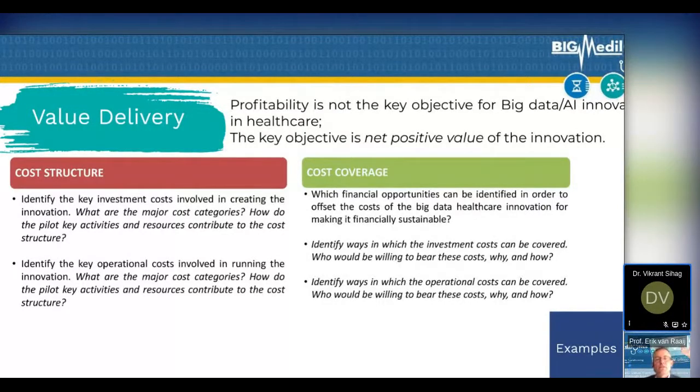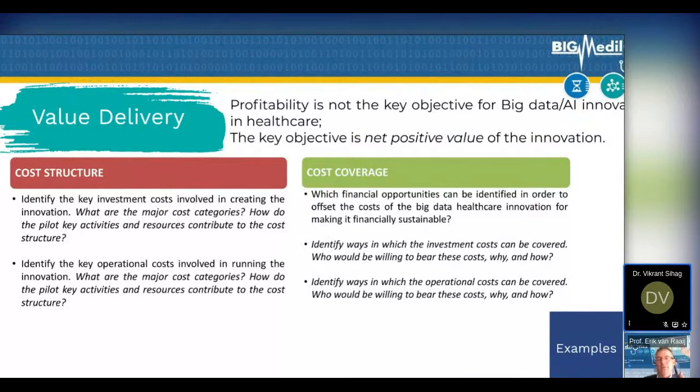And on the cost coverage side, we asked them, what financial opportunities do you see to offset the cost of the innovation? So where are the gains in the system that could offset the cost that you need to make in order to build and run the innovation? And who would be willing to bear these costs?